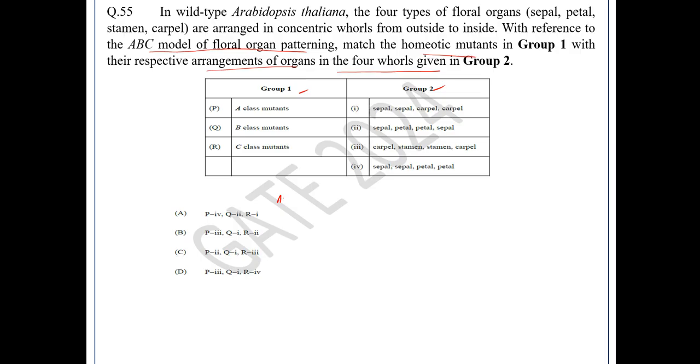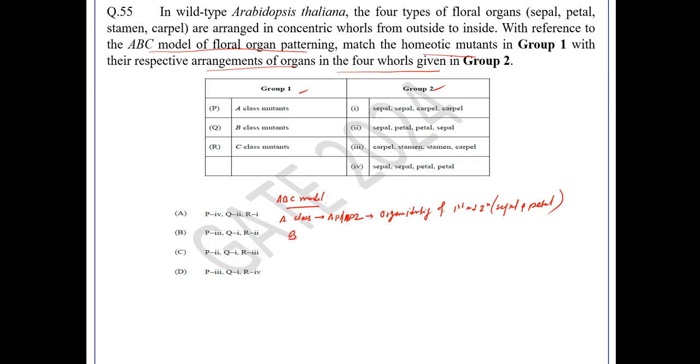So first of all, let's try to understand the ABC model. If we see the ABC model of flowering, there are three classes of genes, that is A class, B class, and C class. The A class of genes encodes Apetala 1 and Apetala 2, which specifies the organ identity of the first and second whorl, that is definitely the sepal and petal.